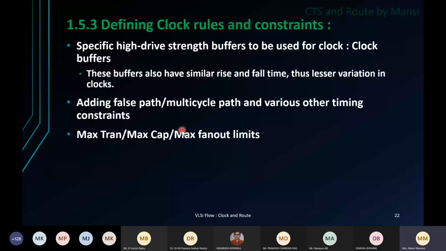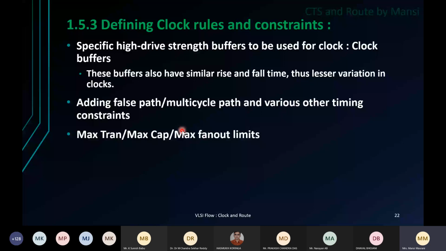So what happens is if we use high drive strength buffers for clock, the clock is faster and the variations are lower. Now instead of a high drive strength normal buffer, we are going to end up using a high drive strength clock buffer. As we talked about in our synthesis session, clock buffers have similar rise and fall time, which tries to make the clock squarish in shape, though ideally it's not. It is not like a signal where the fall time is much higher than the rise time. At least it should have similar rise and fall time.